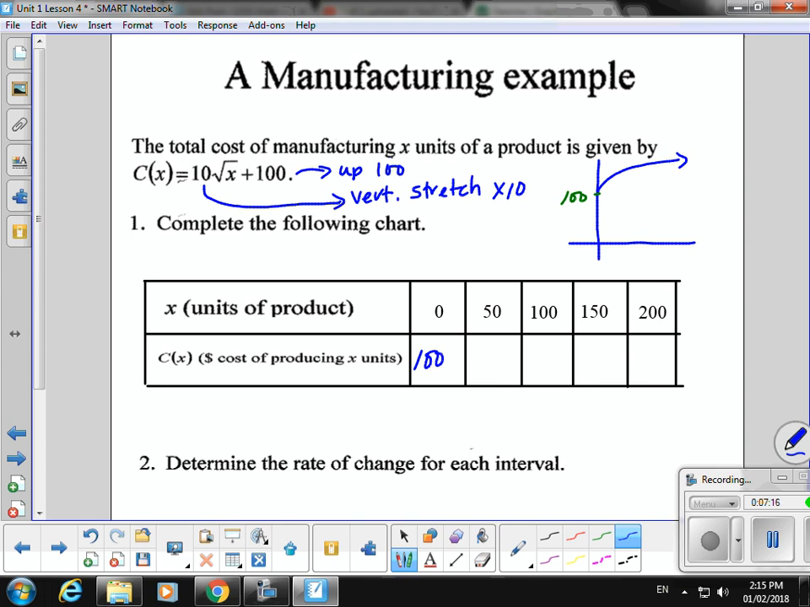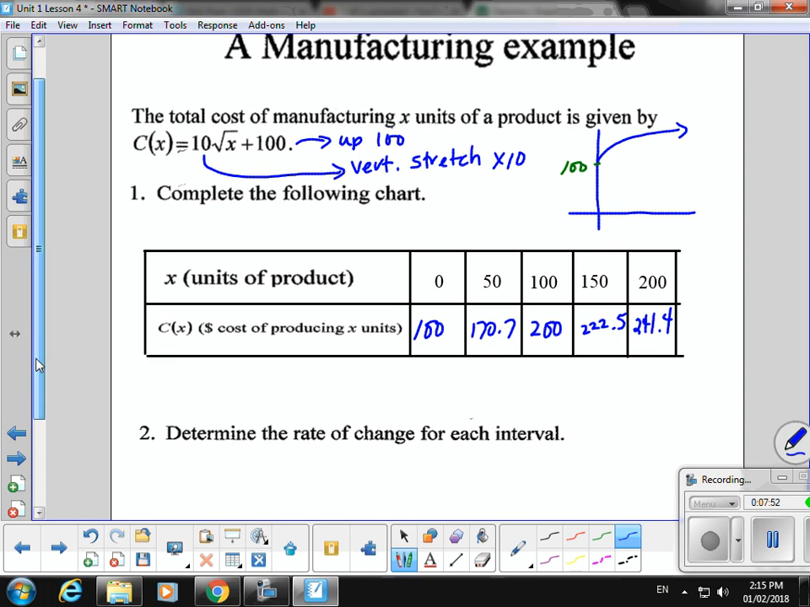If I manufacture 50 units, it gets kind of ugly, so please have your calculator out and check my numbers, but I had 170.7 approximately. If I produce 100, that number's nicer. Square root of 100 is 10. 10 times 10 is 100, plus 100 is 200. For 150, 222.5 is my cost. And for 200, also ugly, 241.4. Check my math.